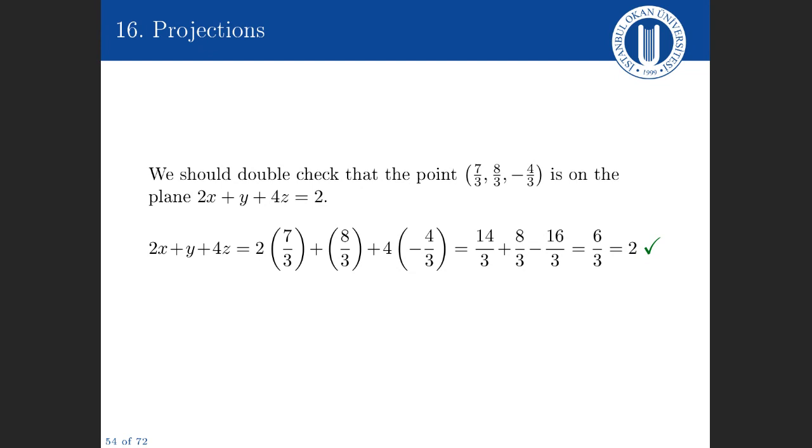What we're going to do is start with 2x + y + 4z, and I want to get 2. Put the numbers 7/3, 8/3, and -4/3 in, and we calculate 6/3, or 2. Yes, this point satisfies the equation for the plane. The point really is in the plane, so we've probably not made a mistake in the calculation. A quick one minute check like this is worth doing in an exam, just to see if you've made a mistake somewhere.